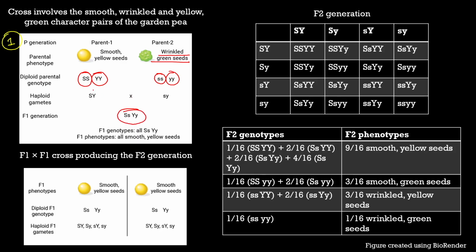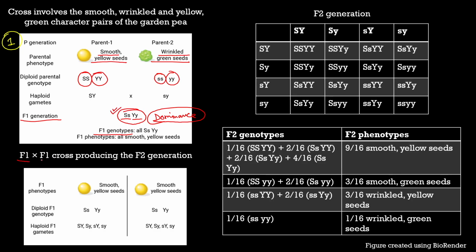Now, if you do the cross breeding and produce the first generation, there's no problem. You are going to produce Ss Yy, which means in the F1 generation, it is going to follow the same law of dominance and show the dominant traits. And what are the dominant traits? The dominant traits are smooth and yellow seeds. This means in the F1 generation, all the seeds are going to be smooth and yellow.